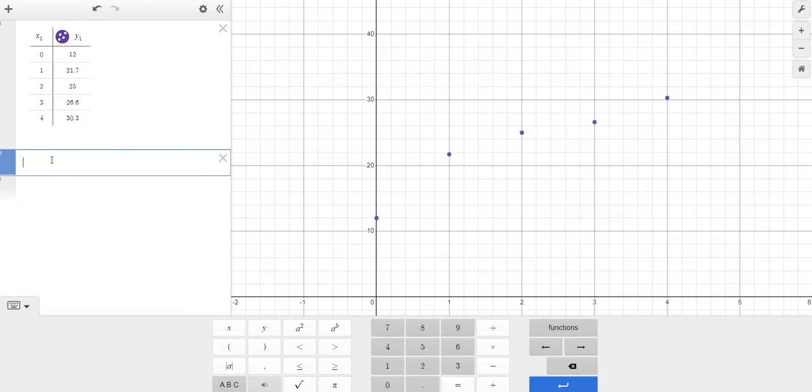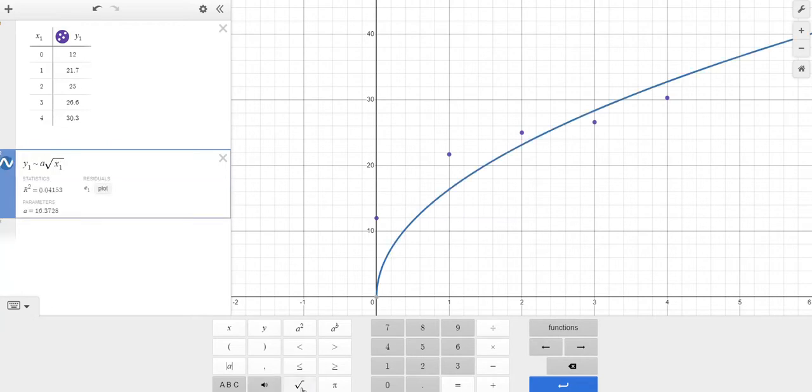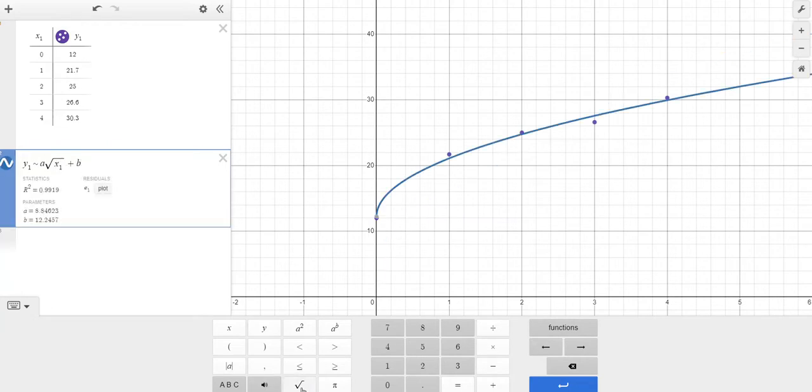All right. We can look at them both, but I'm going to start with the square root model. Y1 in our regression, so tilde. And then I'm just going to type in my square root model. A times the square root of x1 plus b. Notice the r squared is 0.99, so it's a really good fit. I can see visually it looks like a good fit, and you can see how that grows really slowly.